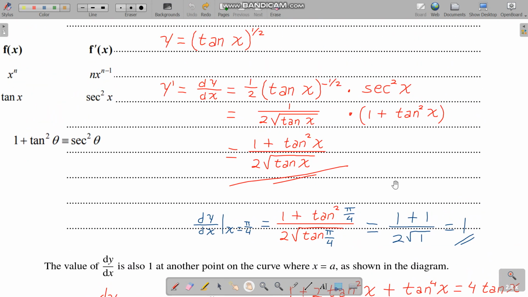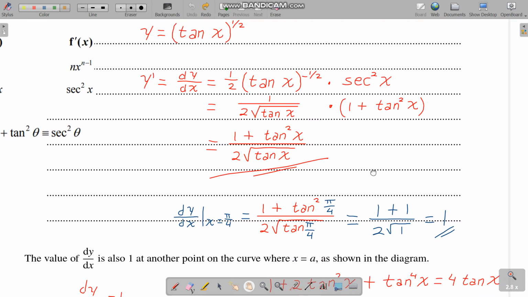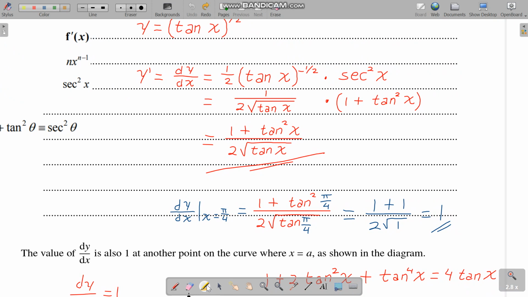And now we verify that when x is pi over 4, dy/dx is 1. So for dy/dx when x is pi over 4, we replace the x with pi over 4. Just use a calculator, and you will get 1.